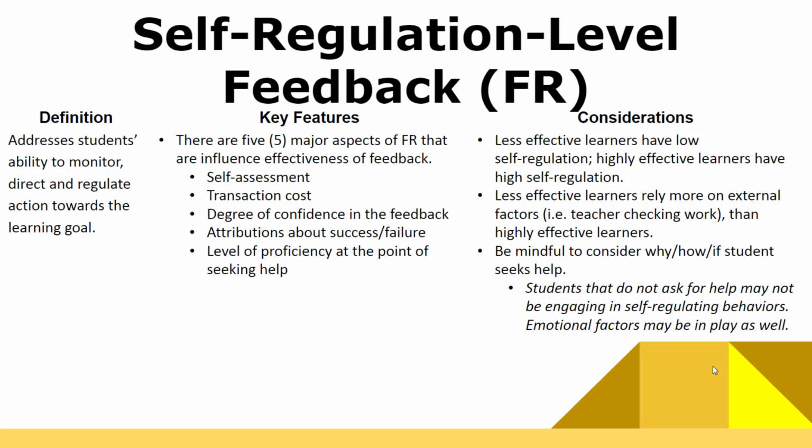The highest level of feedback is self-regulation level feedback. And this is when you're teaching students how to monitor and direct themselves towards a learning goal. What we see is generally less effective learners have lower self-regulation, and highly effective learners have high self-regulation. You might also be able to see symptoms of low self-regulation when you have students that really need a lot of affirmation in order to know that they're doing something correctly. I've had lots of students in the years of my teaching where they might do a math problem and they'll want me to check it before they go on to the next one.